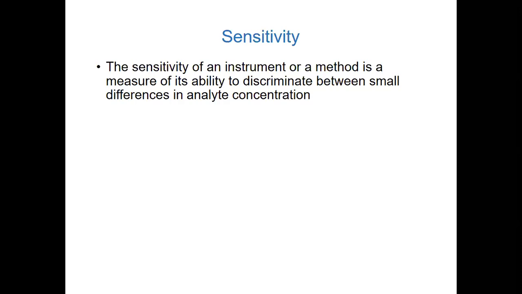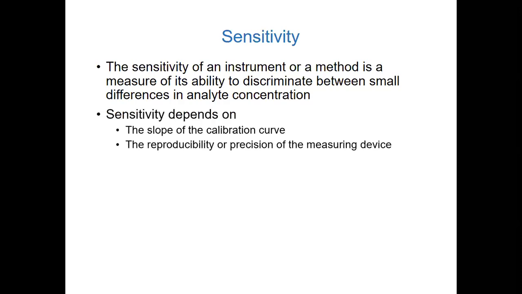for that particular analyte. And when we go for the figures of merit, we have to have some way to calculate the sensitivity. We cannot just say, okay, we can determine even a small concentration from this method, so this is more sensitive. No, there should be a quantitative way to determine the sensitivity. So the sensitivity depends on the slope of the calibration curve and also the reproducibility or precision of the measuring device. Both these factors are important when we calculate the sensitivity of any method.